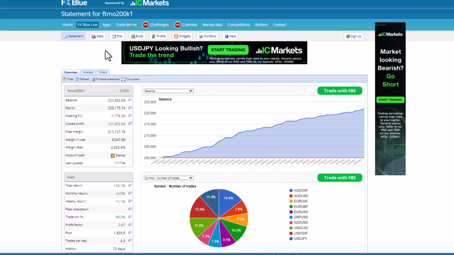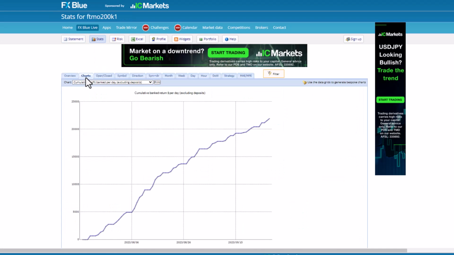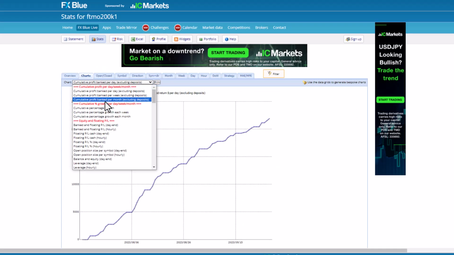To get there, I go into statistics, and then I go to charts, and then I go to a special chart called the floating profit and loss in cash on an hourly basis. In other words, it takes into account all the open trades, the balance of the open trades on an hourly basis.